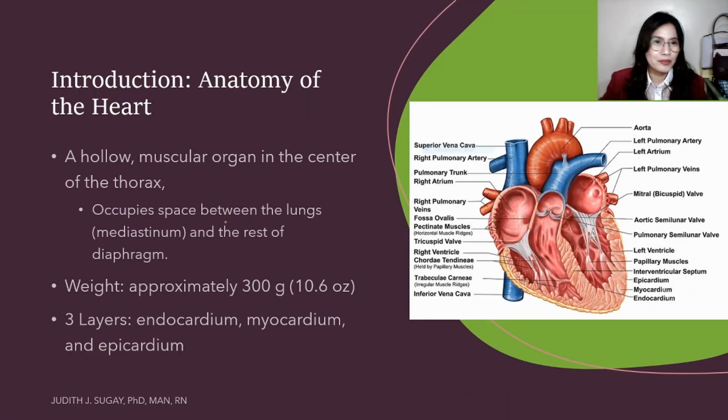For the anatomy of the heart, we have here an illustration of the structure of the heart. The heart is a hollow muscular organ in the center of the thorax. It actually occupies space between the lungs, that's the mediastinum, and the rest of the diaphragm. Approximately, it weighs 300 grams or 10.6 ounces.